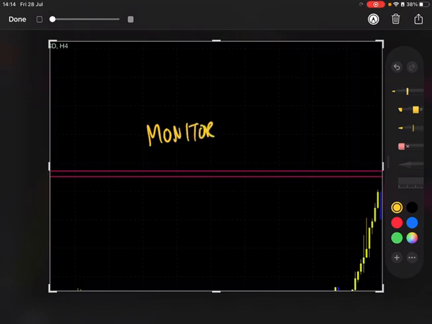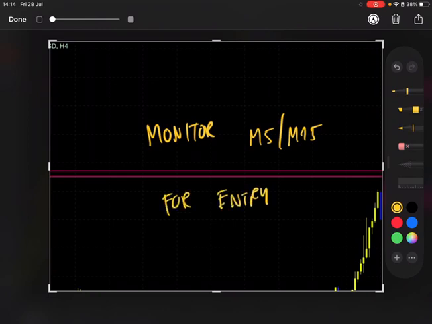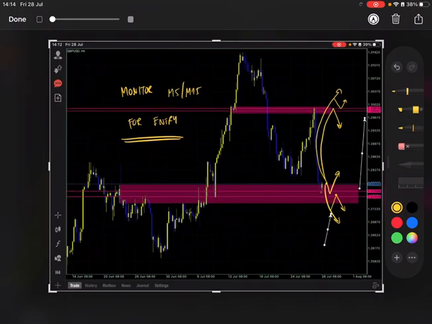Okay, I have marked H4, so what you are going to do for your entries is monitor M5 or M15 for your entries.